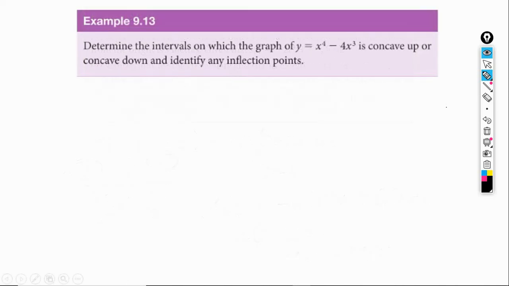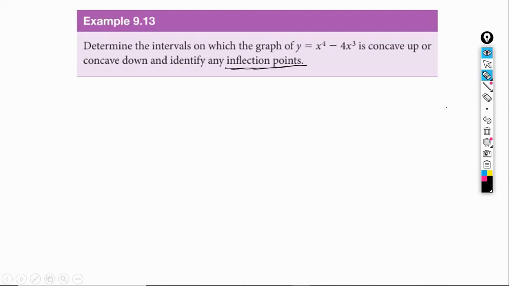Very well, so this is going to be the last example on this video, and it's example 9.13. And it says determine the intervals on which the graph of y equals x to the 4 minus 4x cubed is concave up or concave down, and identify any inflection points.